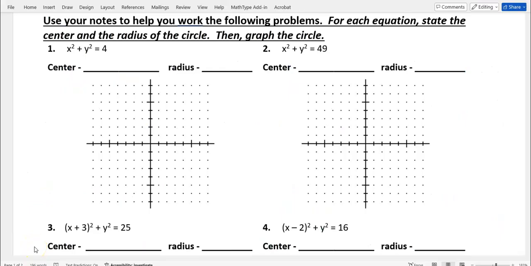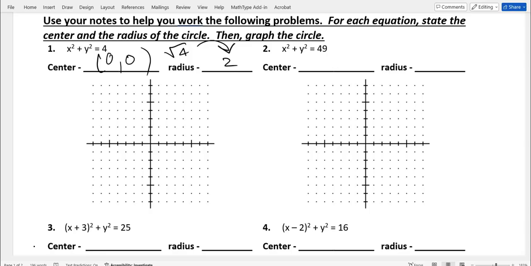Hey, look at number 1 on the assignment. Unit 8. Hold on. So, hey, if there's no number, what's the center? 0, 0. What's the radius if it's 4? Now remember, the radius is not 4, it's the square root of 4, which gives you 2.